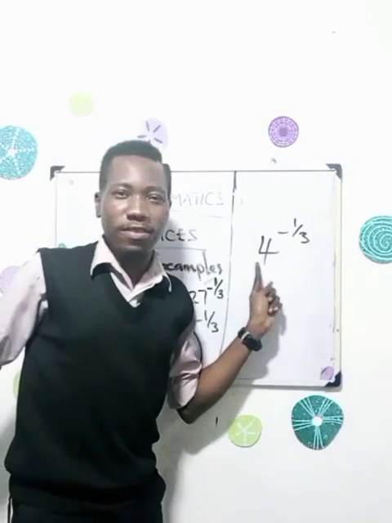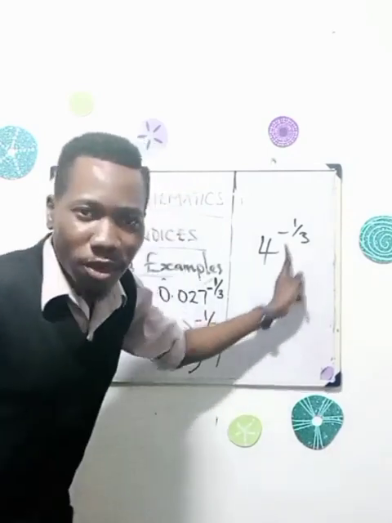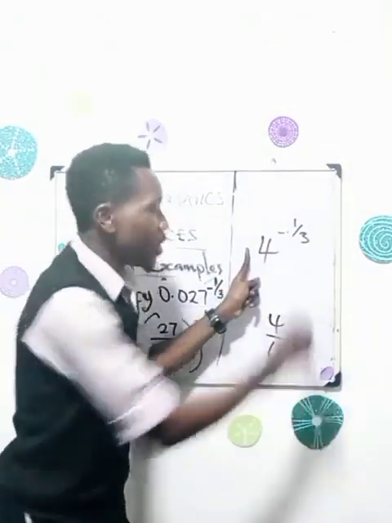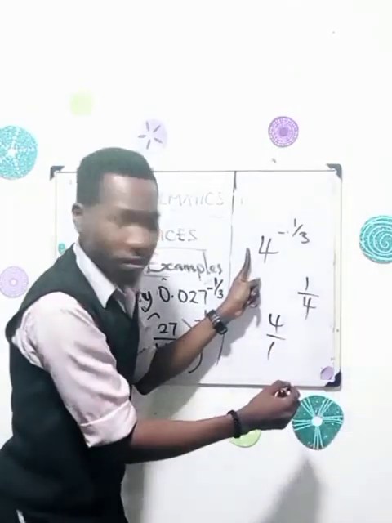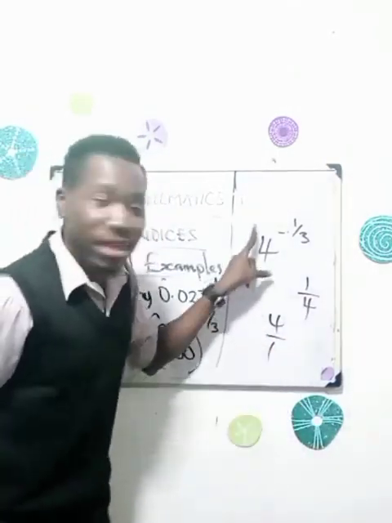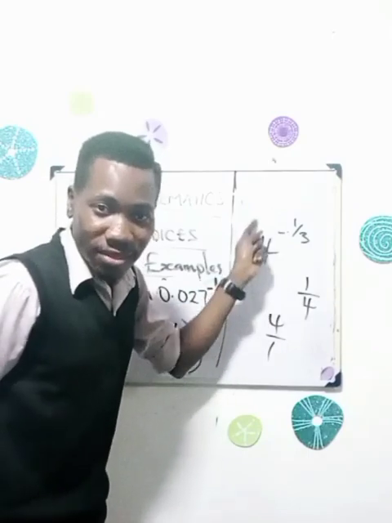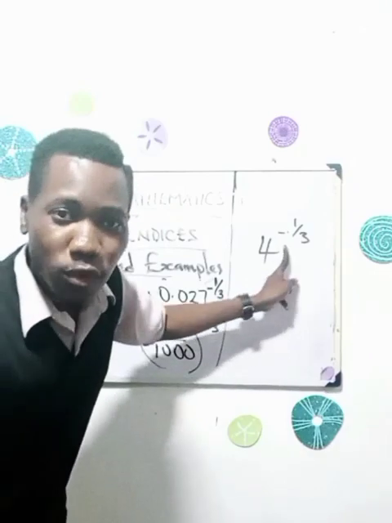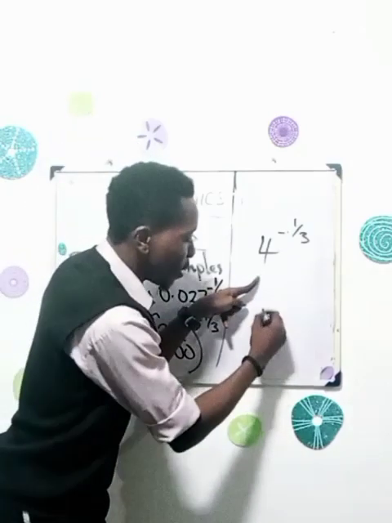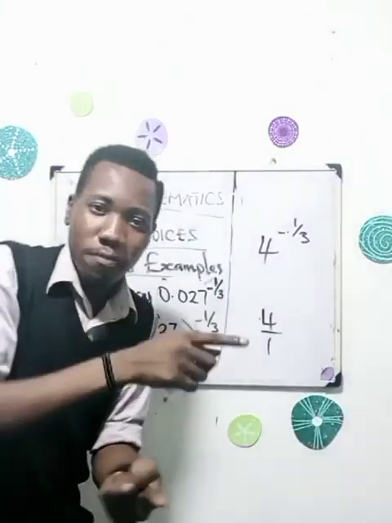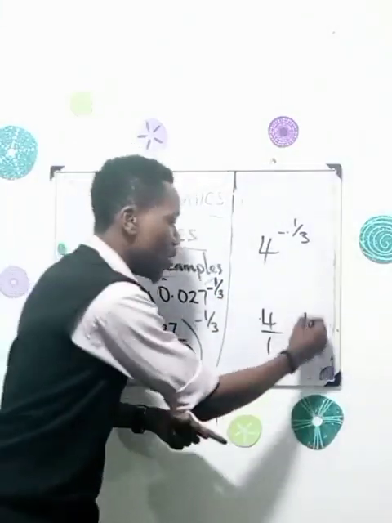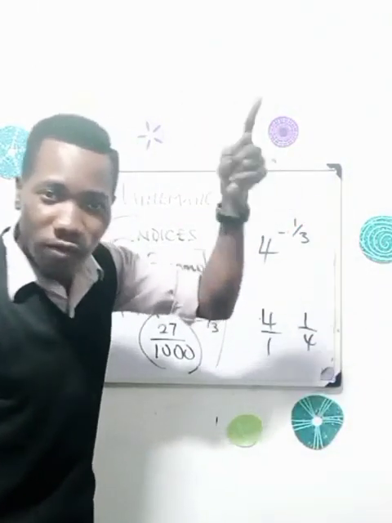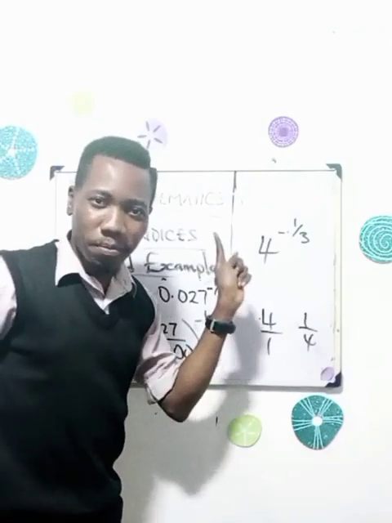Remember that 4 is the same thing as 4 over 1. Now, because of this negative here, remember 1 over 4, where did it come from? It came from inverting this. It came from reciprocating this. 4 is the same thing as 4 over 1. I hope you know that. So when you reciprocate 4 over 1, it means you turn it upside down, and that will be 1 over 4. You have turned it upside down. That is where the 1 over we were writing came from.